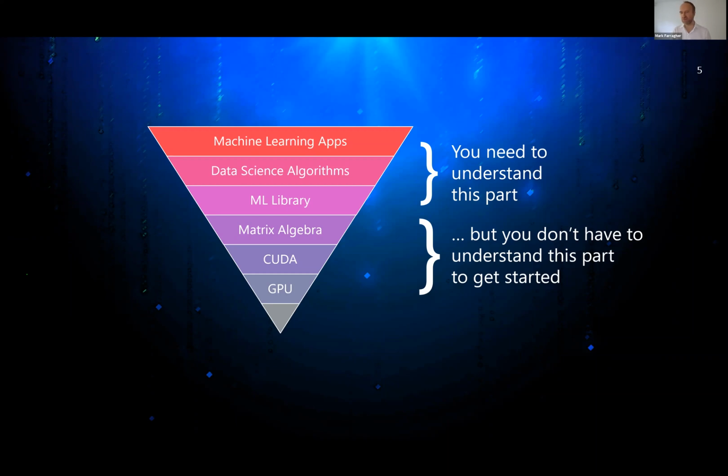You need to know the algorithms. You need to know the data science algorithms: regression, classification, how to build an ensemble, how to build a decision tree. You need to understand those algorithms. You need to know how to use these algorithms in a machine learning library. And that's it. And there are layers below that. There's matrix algebra below that. You need to understand a little bit of matrix algebra, but even if you don't, you can be productive.